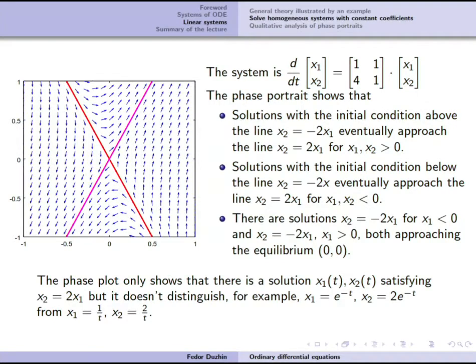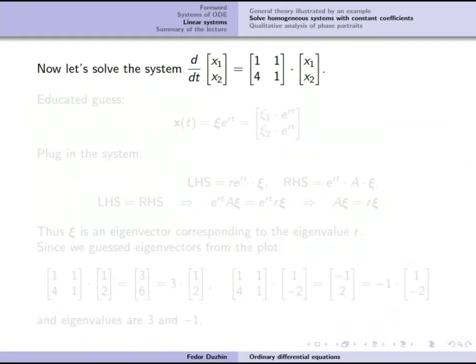And again, from this plot, we know that there must be something like this, or maybe something like this. Which one, we don't know. So we only know that there must be a solution where the y function is twice the x function. So let us now solve the system.